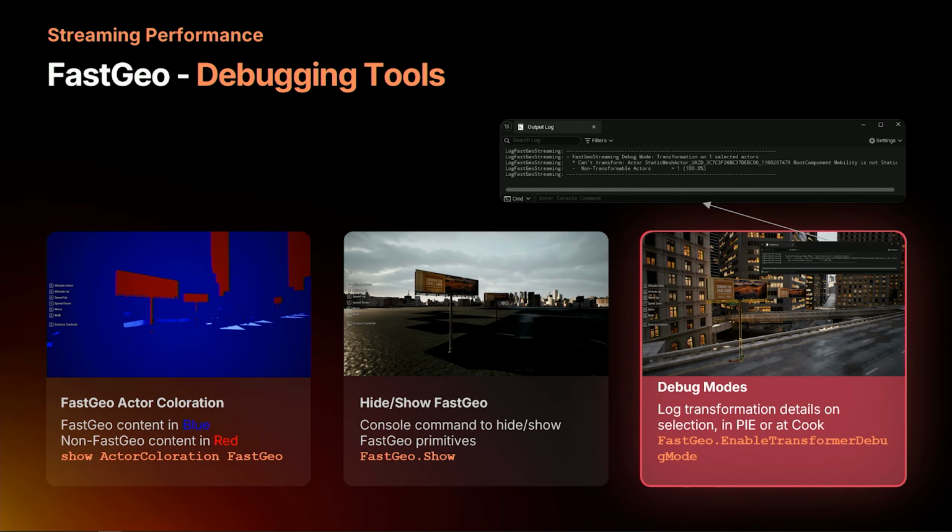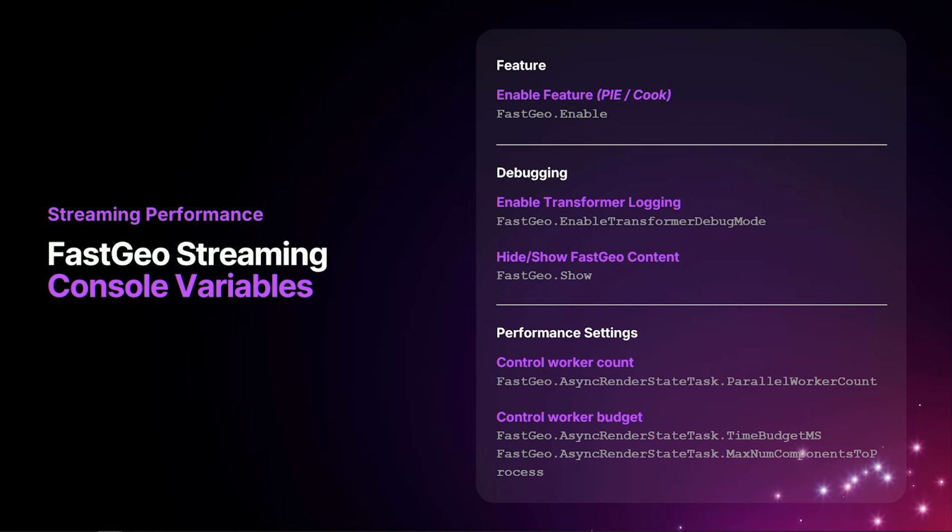There are 3 debug modes. The first one is based on the selection, which is what we see here on the right. It will simulate the transformation and log the result based on the selected actors, which is pretty helpful in the editor. Another debug mode will log the transformation details of a world partition cell every time PIE loads and transforms that cell. And lastly, a console variable was added to allow logging of the transformation details per cell during cooking.